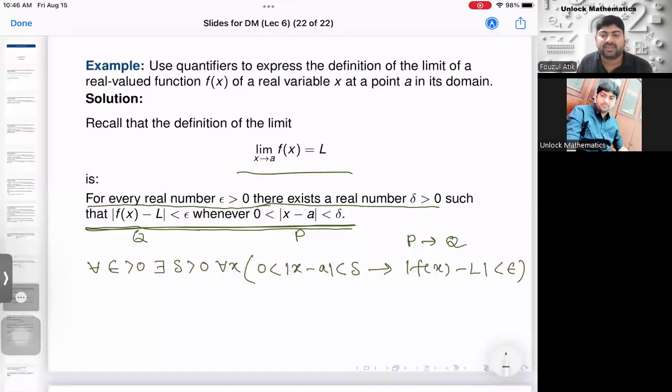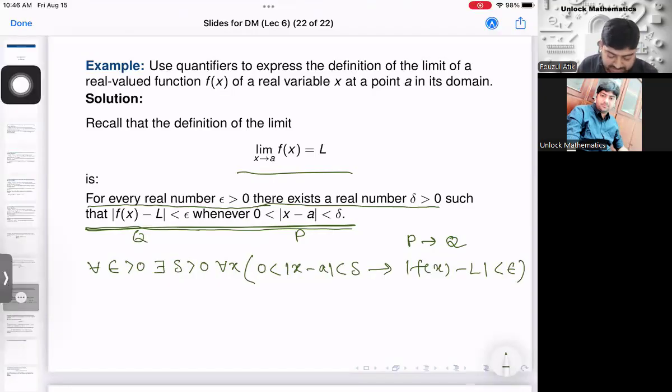We are done. Only one thing you have to mention: the domain for the variables x, epsilon and delta are all real numbers. This is how you can express that the limit exists at a point a and the limit is L using a nested quantifiers statement. I hope this is clear. And we are going to use it.